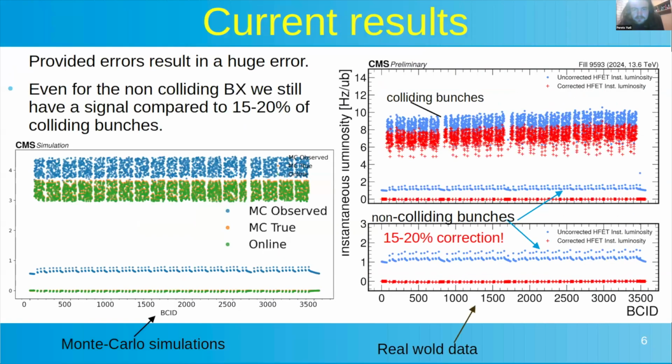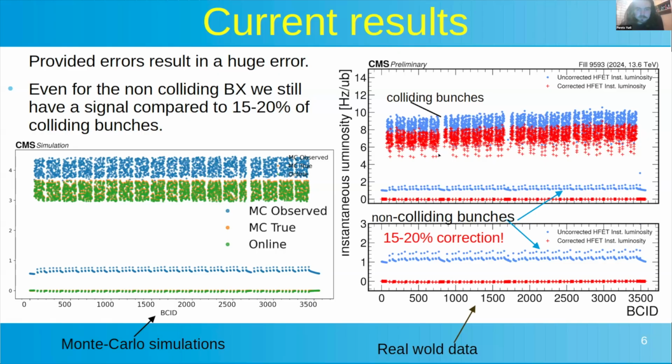As a result, you can see here why it is important. This is real-world data, and with blue dots is our observed data. With red pluses is our corrected data. Here at the bottom, you see our non-colliding bunches, so there should be no real signal. In the ideal case, there should be zero registered energy. But you see that even for non-colliding bunches, we have a pretty huge chunk of values. After the correction, the result is a change of 20 to 50% of the maximum value. So it is very large.